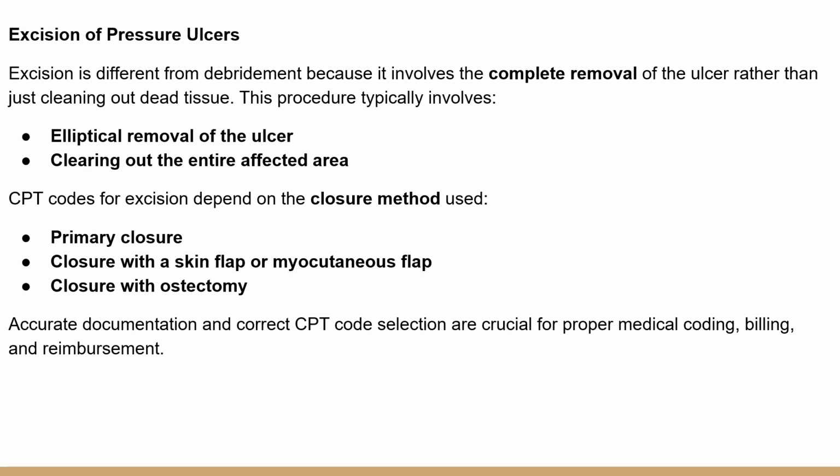There is one more way we can treat the pressure ulcer, and that is by the excision of the pressure ulcer. Excision is different from debridement because it involves the complete removal of the ulcer rather than just cleaning out the dead tissue. This procedure typically involves elliptical removal of the ulcer, cleaning out the entire affected area. The CPT code for the excision depends on the various methods, that is primary closure, closure with skin flap and myocutaneous flap, or closure with an osteotomy. Accurate documentation and the correct CPT code selection are crucial for proper medical coding, billing and reimbursement.